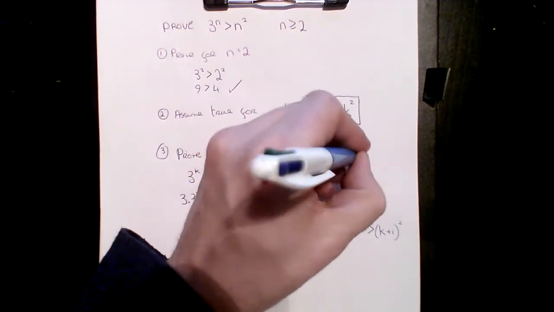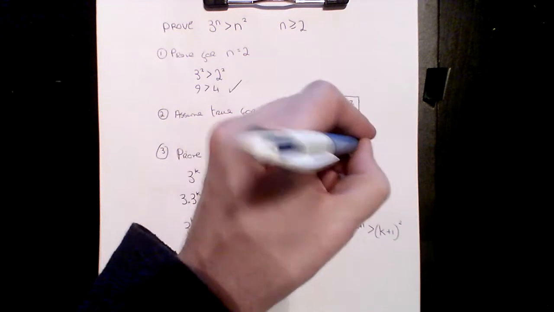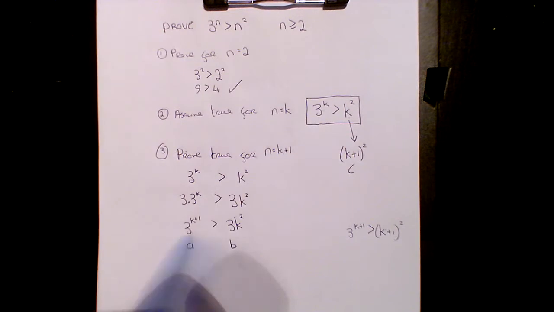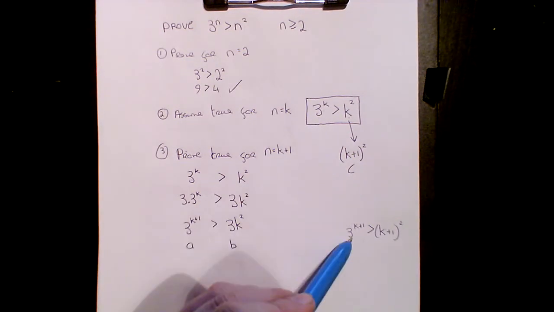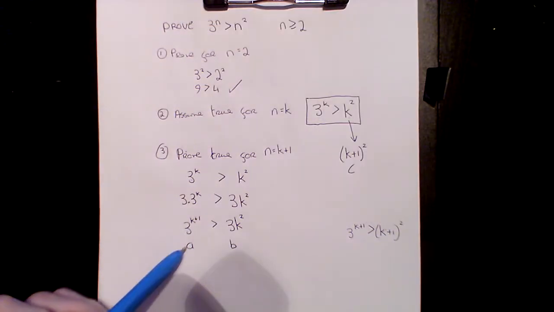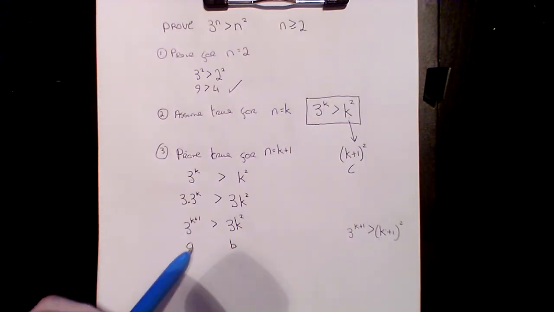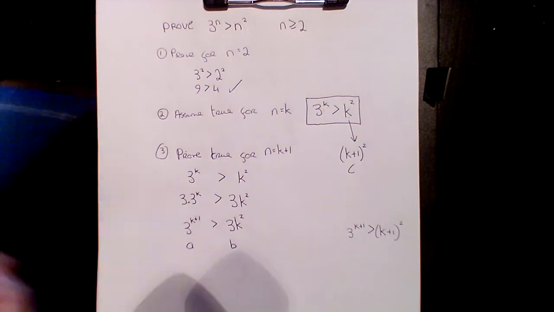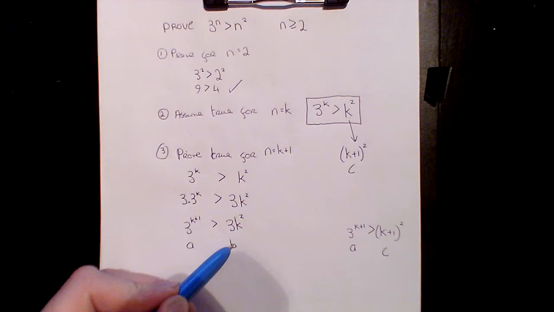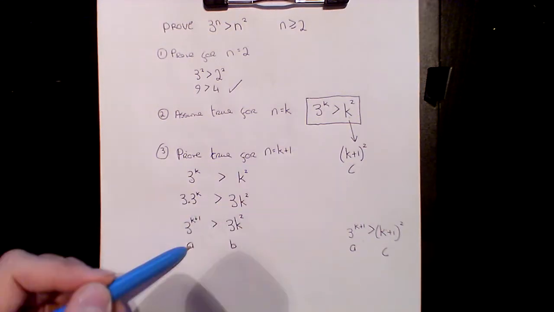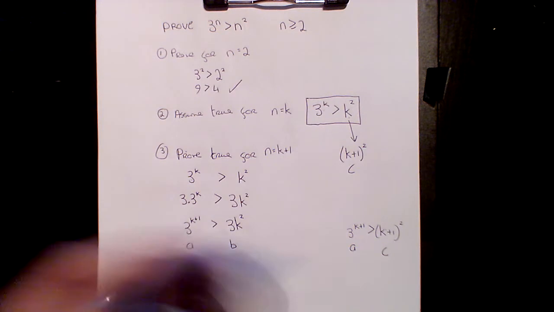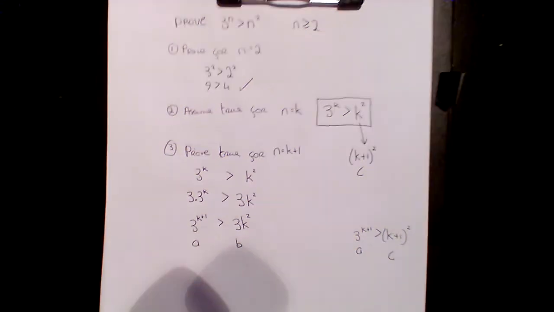if I put in the k plus 1 in place of k here, call that c. Now that is that. That is that. So there's a, there's c. Okay, so what we're saying here is a is greater than b. I want to prove that a is greater than c. If I can prove that b is greater than c, well, a then must also be greater than c because it's greater than b.